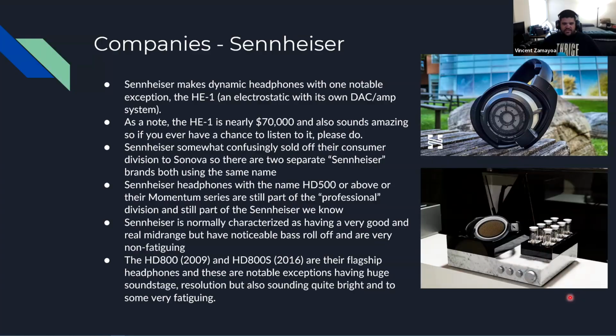Two important things to know about Sennheiser, though. They sold their consumer brand to Sonova. So there are two separate Sennheisers. Sennheiser headphones with the name HD500 or above, so 600s, 700s, 800s, are part of the professional division, and they're still part of the Sennheiser that we know. But you need to know that the consumer brand is not actually Sennheiser anymore. It's Sonova. And then the 500, 600, 700, 800, and the Momentum series are still part of the professional division, and so still part of the Sennheiser, the brand that we know.